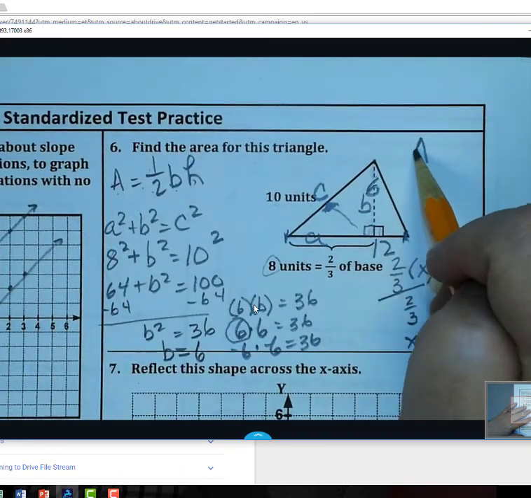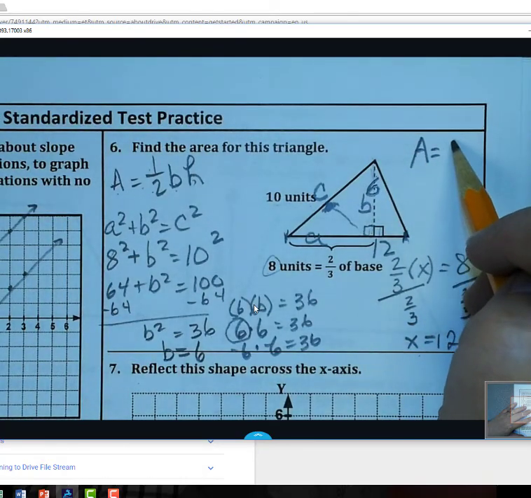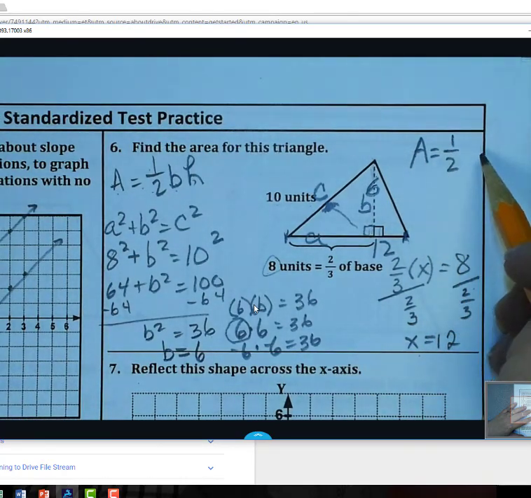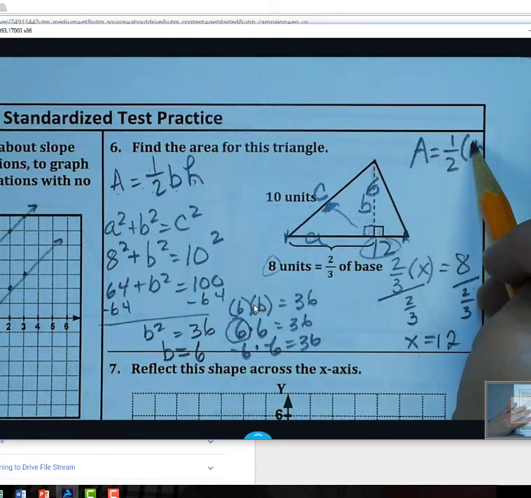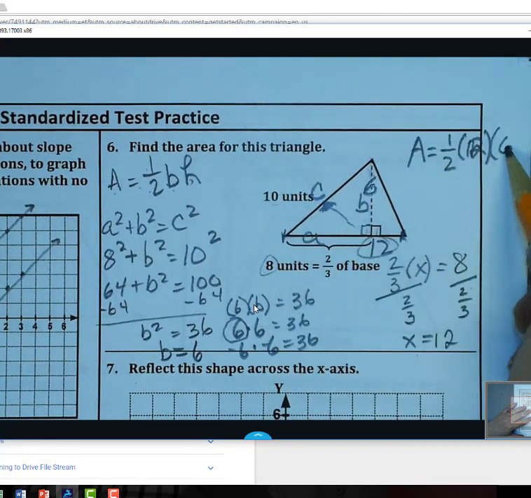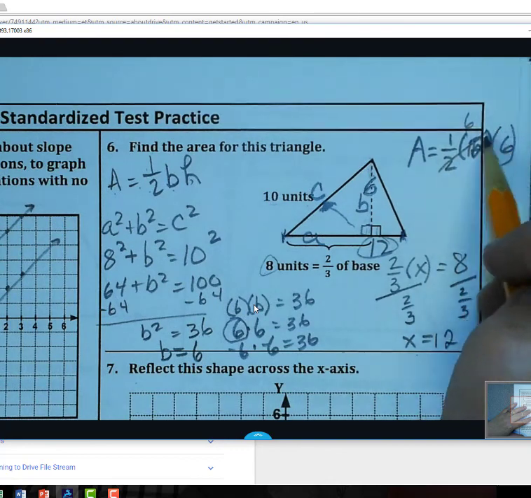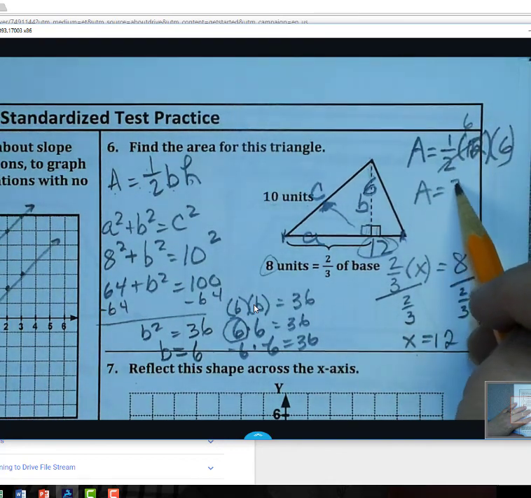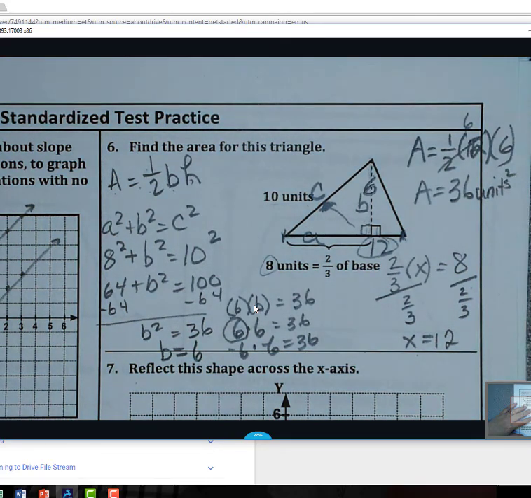So then finally, the answer, so this is like a multi-step problem. But finally, I have area equals 1/2 the base, which is 12, times the height, which is 6. So 1/2 of 12 is 6, so 6 times 6, the area equals 36 units squared.